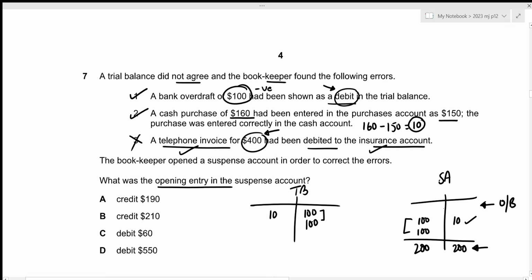That's 200 minus 10, which results in 190. So the opening entry in the suspense account is just going to be 190 on the credit side, which is given in option A. Let's move towards the eighth question.